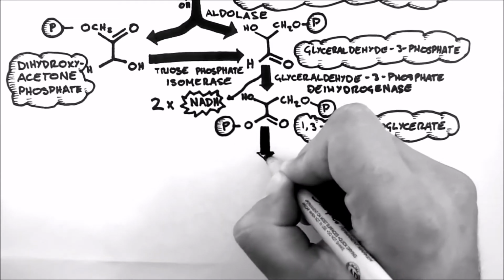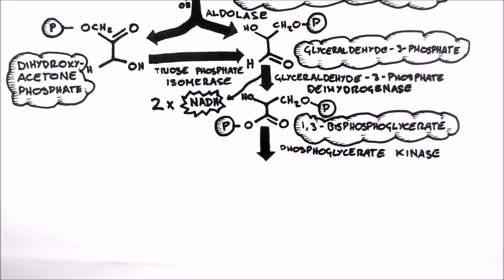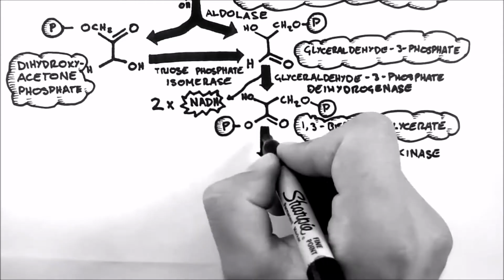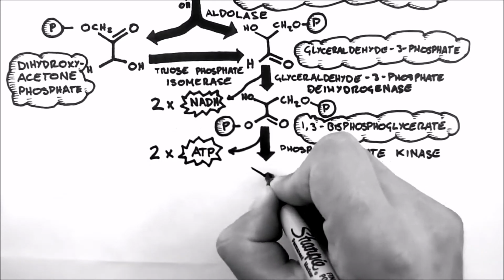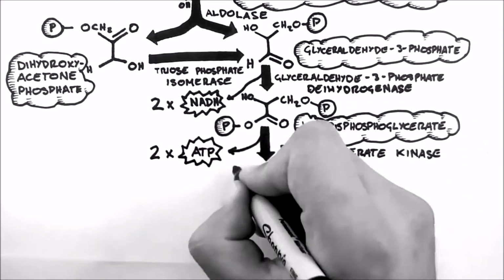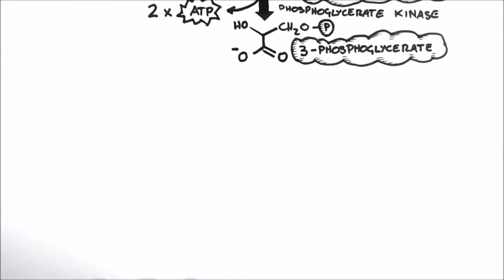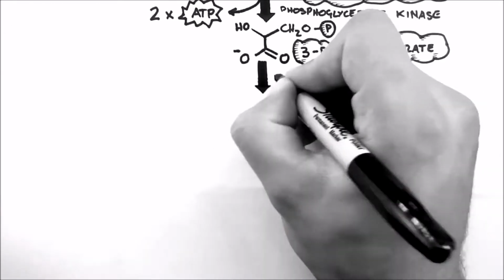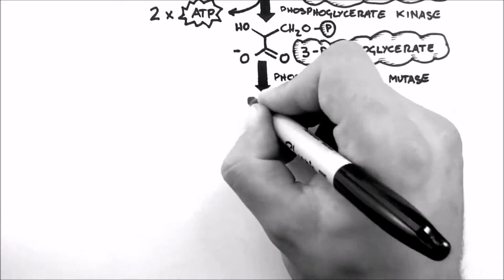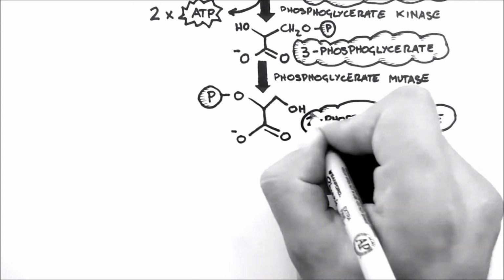Here the molecule meets another kinase, phosphoglycerate kinase. We saw above that kinases can giveth phosphate, but they can also taketh phosphate away. And that's exactly what happens here. 2 ATP are produced by taking phosphate from the 1,3-bisphosphoglycerate molecules. This produces the molecule 3-phosphoglycerate. The enzyme phosphoglycerate mutase is essentially an isomerase, so it creates the isomer 2-phosphoglycerate from 3-phosphoglycerate.